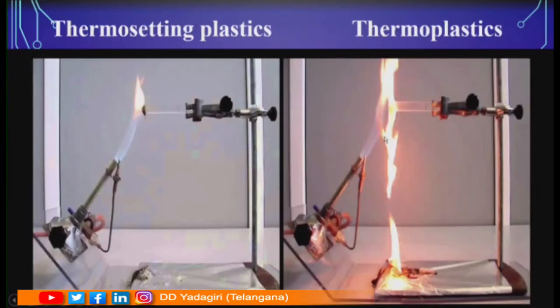Now, if you observe here, if you are taking the plastic and fixing it to a clamp, then on heating the plastic with the Bunsen burner, you can see the plastic is melting. So, thermoplastic melts on heating, whereas thermosetting plastic is not melting on heating. So, this is a thermosetting plastic which is fixed to a clamp. If you heat it by using a Bunsen burner, you can see it is not melting. See the difference between a thermoplastic and a thermosetting plastic.